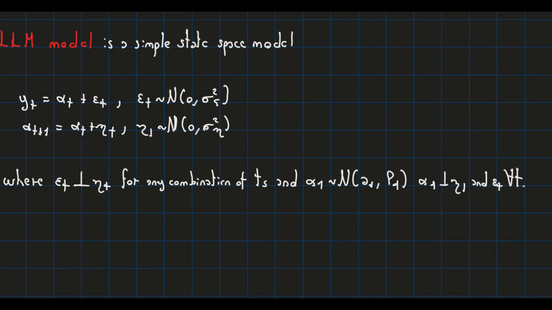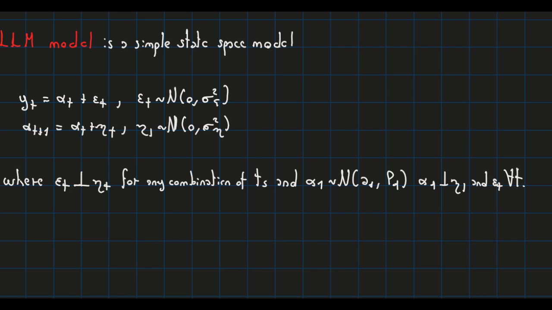So the local level model is just a simple state space model. In this model, the states and observations are one-dimensional. The first equation, called observation equation, describes the relationship between the state vector and the observations. We notice that in the local level model, the observations and the states differ only by a random disturbance. The second equation, called state equation, describes the evolution of the state vectors over time. In the local level model, the new state is equal to the previous state plus a random disturbance.